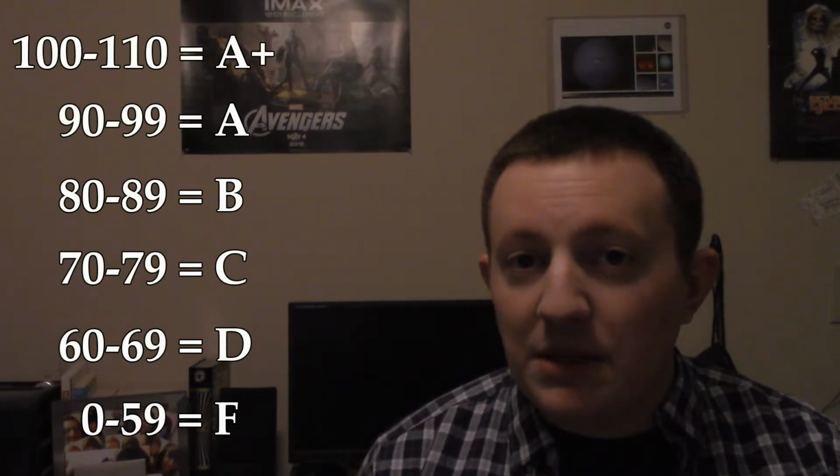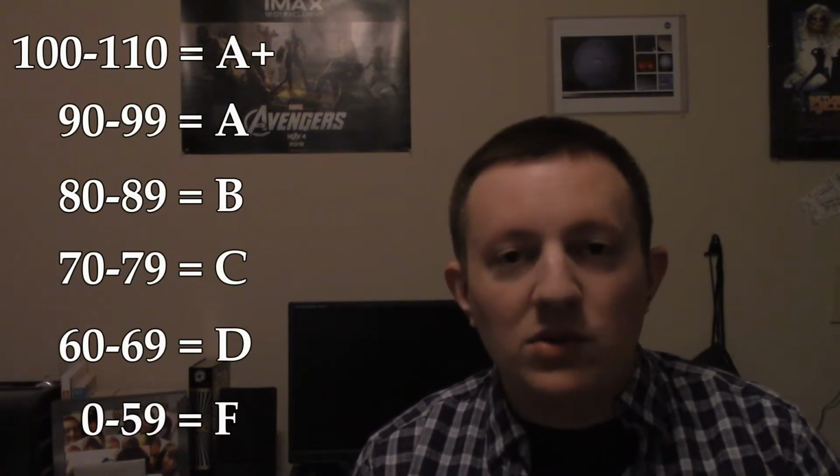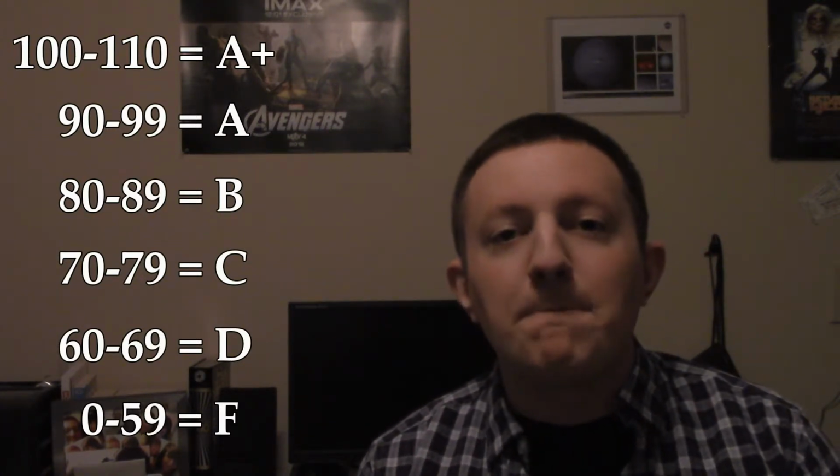0 to 59 points is an F, 60 to 69 is a D, 70 to 79 is a C, 80 to 89 is a B, 90 to 99 is an A, and then 100 to 110 being the max is an A plus. Those are for top of the line movies that I really love. So how do they get points? What are the different points for?